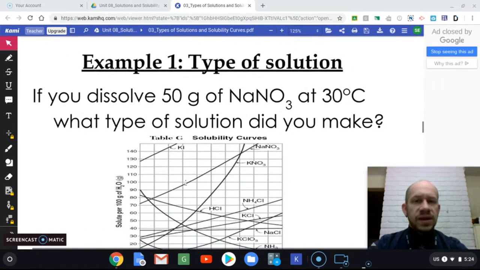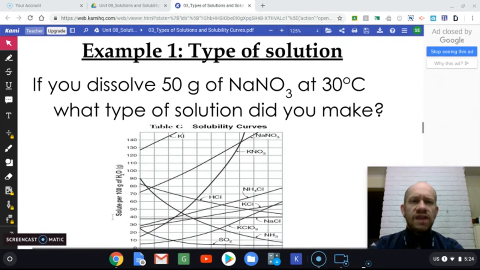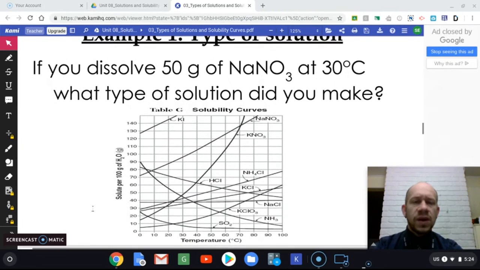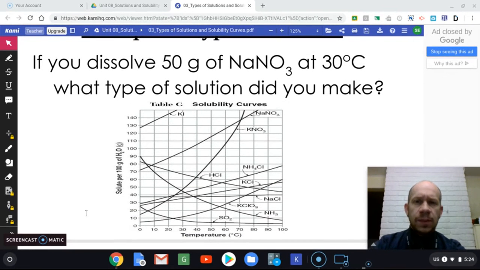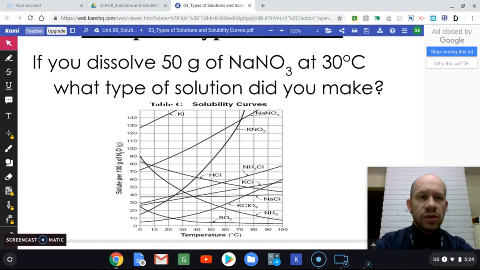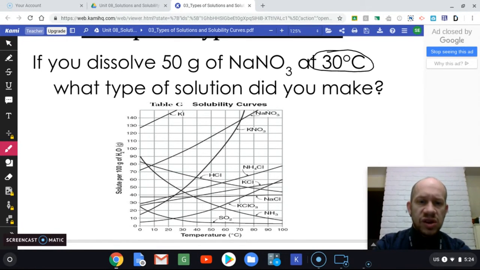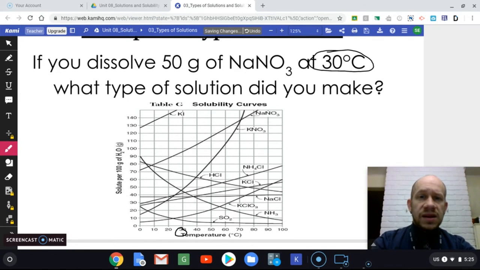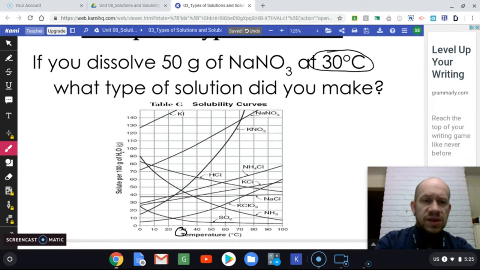So example 1, the type of solution. If you dissolve 50 grams of sodium nitrate at 30 degrees Celsius, what type of solution did you make? Step 1, you're going to find your temperature. So 30 degrees Celsius is our temperature. On Table G, you're going to find 30 degrees Celsius. Then you're going to go up that line until you find 50 grams. This is 50 grams of solute per 100 grams of water. So I'm going to go up until I get to 50. That's right about that spot.